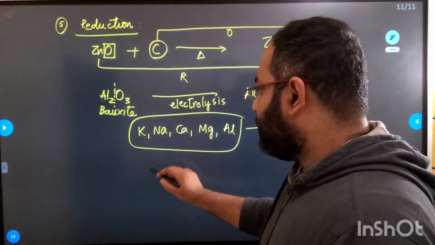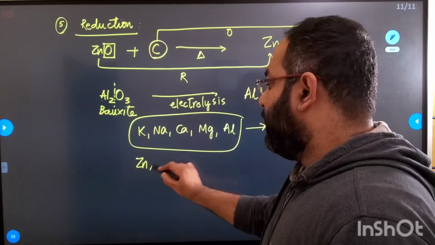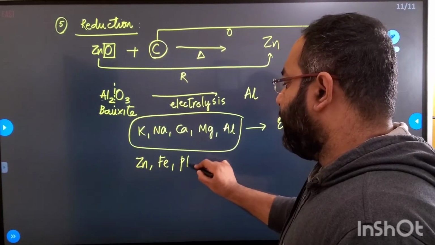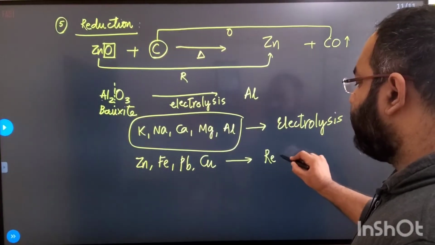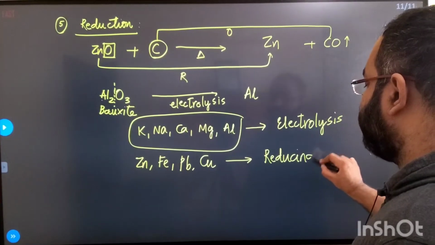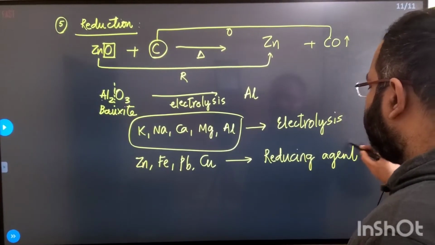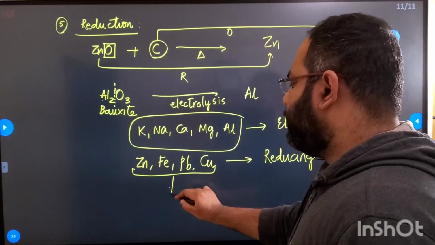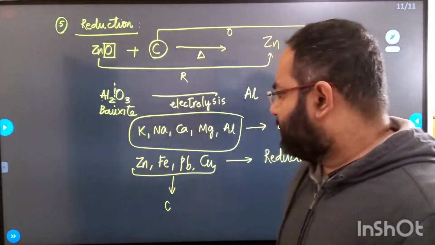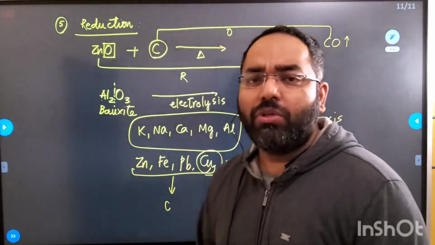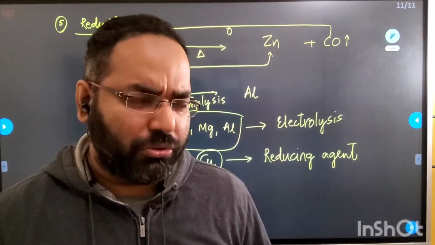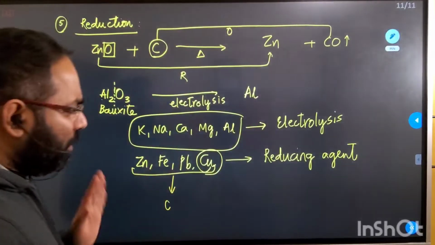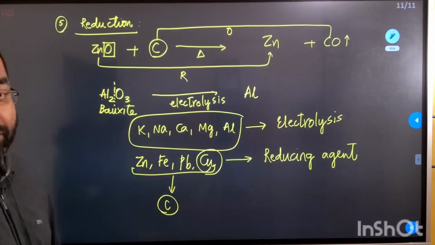Whereas metals that are slightly below, it could be zinc, it could be iron, it could be lead, it could be copper, all of these undergo a reduction technique by using a reducing agent. And in most cases, the reducing agent used would be carbon. In certain cases, for copper for example, you could use Cu2S as the reducing agent, and I'll show you how that reaction works as well. But predominantly, you're going to use carbon as the reducing agent.